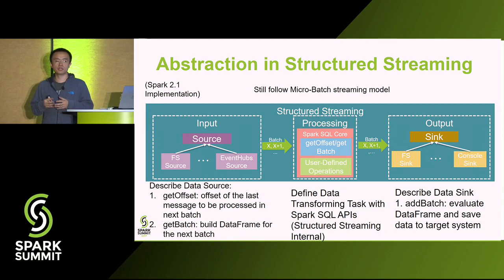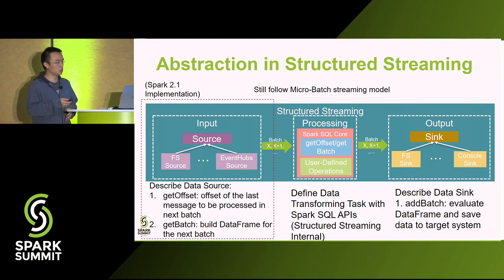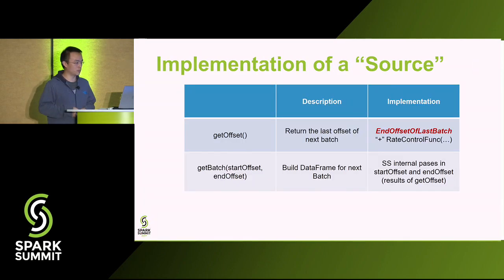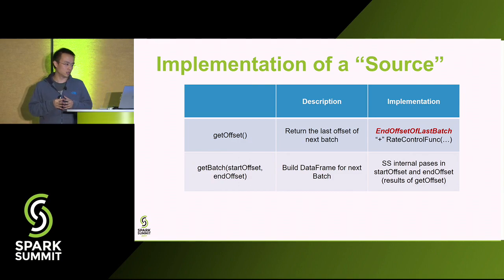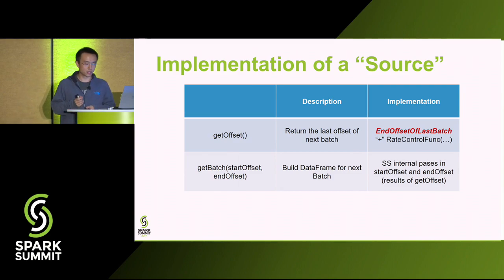And since the major topic today is about how to build a connector, we will focus more on the input side. And we will talk about how to implement these two APIs for your connector. For the second API, getBatch, Structured Streaming internally will pass in the start offset and the end offset, and then you can just build the DataFrame. So this is not a big deal. The key factor is in the first API, getOffset. It needs to return the last offset of the next batch.